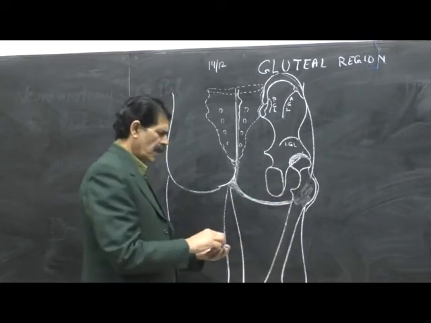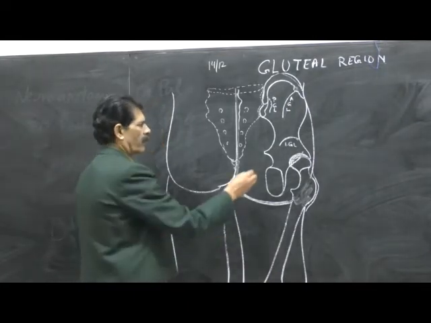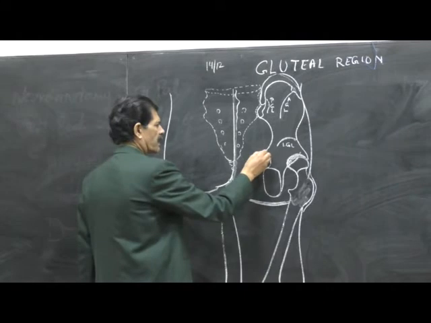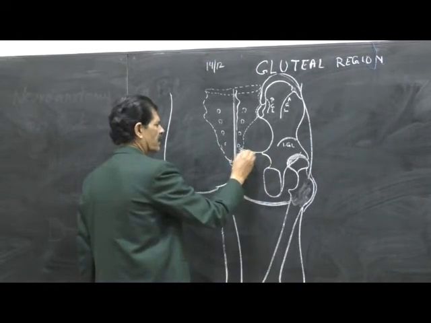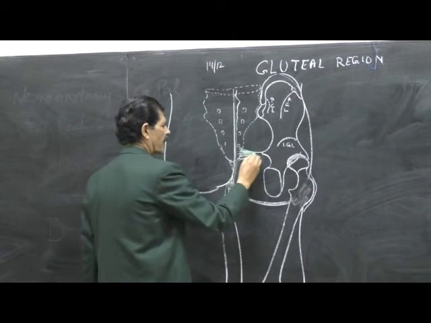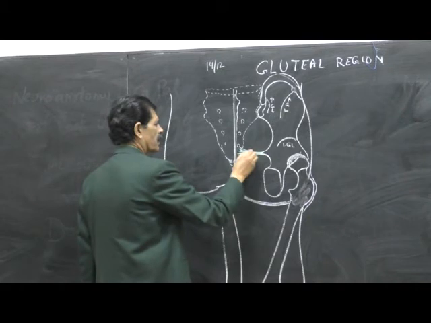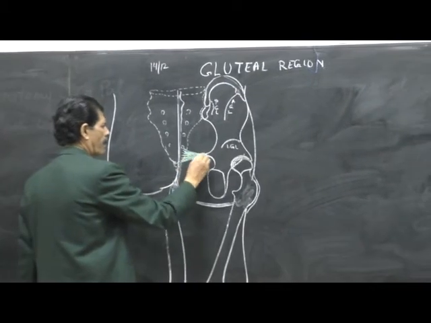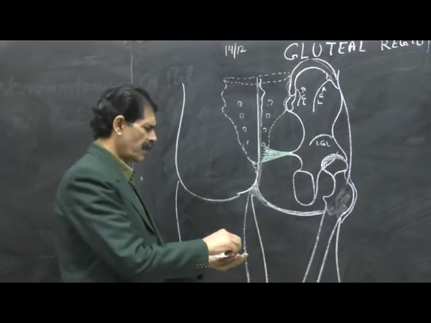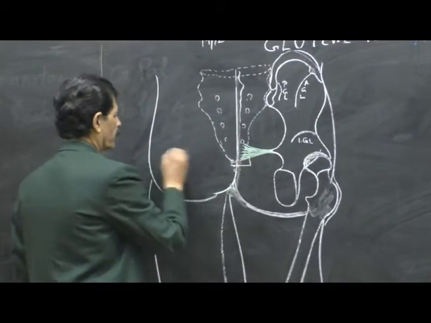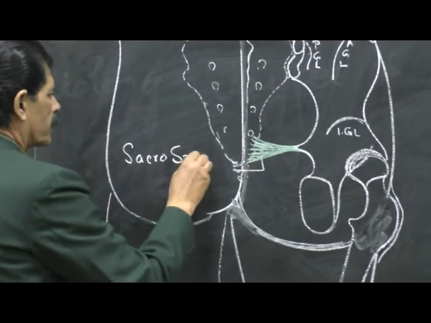And then this is the ischial tuberosity. Now there are two ligaments which are stretching across. One is called the sacrospinous ligament. It starts from the sacrum, dorsal surface, and it is attached to the tip of the ischial spine. So this is called the sacrospinous ligament.